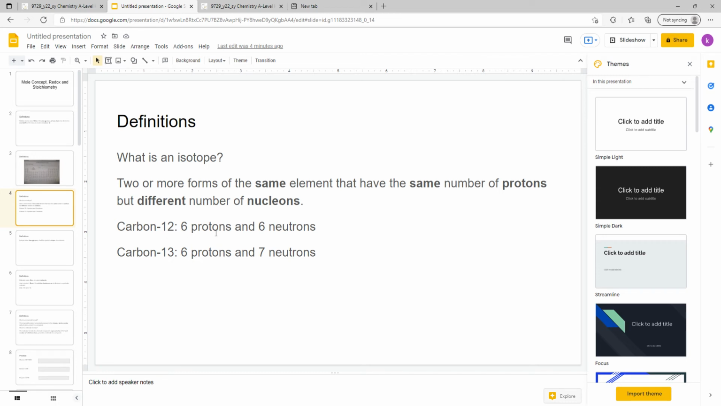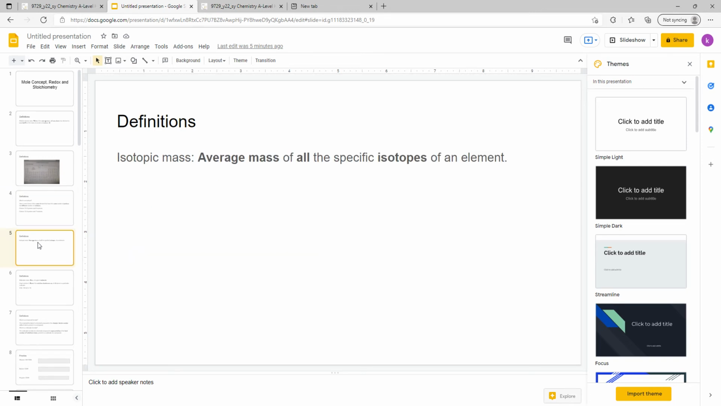Carbon-12 has 6 protons and 6 neutrons. And as you may be able to deduce, carbon-13 would have 6 protons and 7 neutrons. As we can see, as stated in the definition, the number of protons are the same at 6, while the number of neutrons differs by 1. It is worth noting that the number following the element is the sum of the total number of protons and neutrons. Thus, the isotopic mass is the average mass of all the specific isotopes of an element.